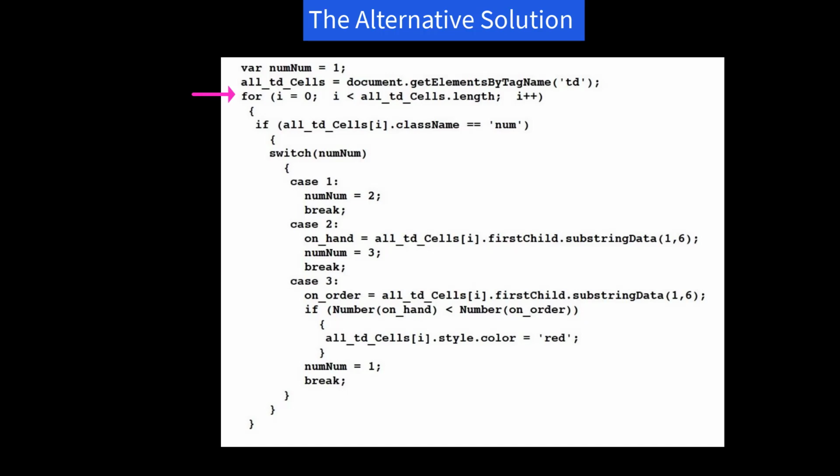And again, we ask if the class is num. We go into switch num. What's in num? Is it 1? No. Is it 2? No. Is it 3? Yes. So we extract on order from the current cell, and now we can ask the question if the number on hand is less than the number on order. If it's true, then we take the current cell .style.color equals red and set num back to 1 and break, which sends us back to the top of the loop to get the next one until we're all done. And it works like a champ.